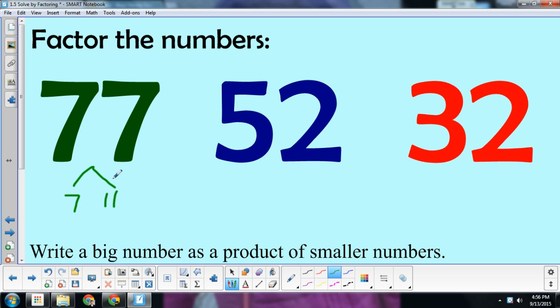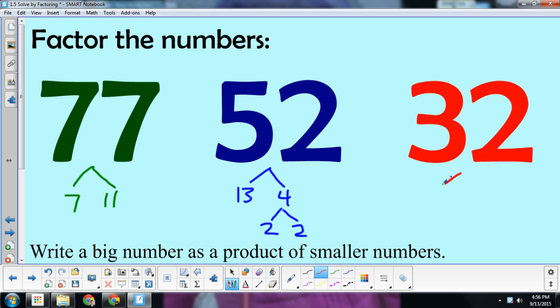And a factor tree is one way that we can write that. So 7 times 11 would be the factors of 77. Here I've turned it into the product of two smaller numbers. If I were to ask you to factor 52, you could split it up into maybe 13 times 4. 13 being a prime factor, I could stop there, but 4 could be factored further into 2 times 2. So the factors of 52 are 2 and 13.